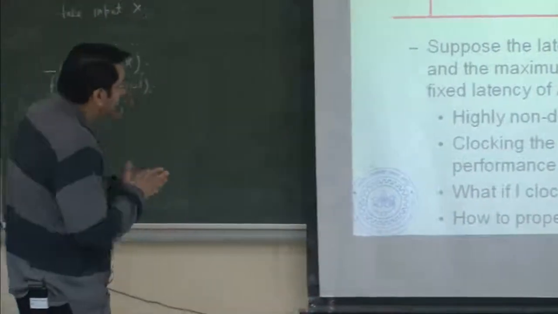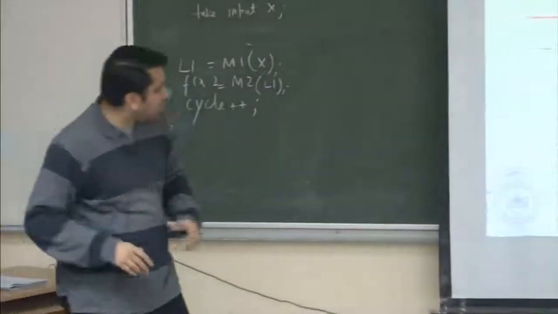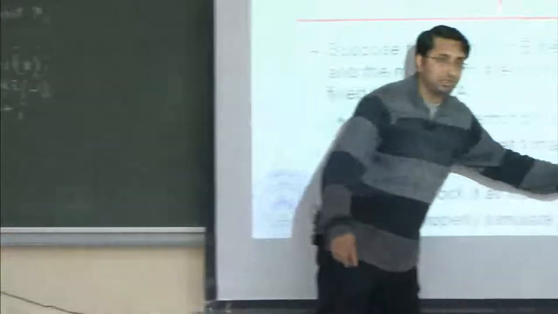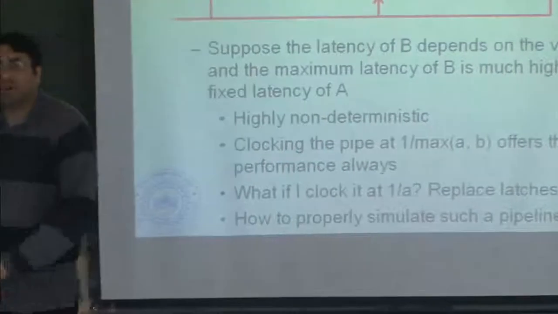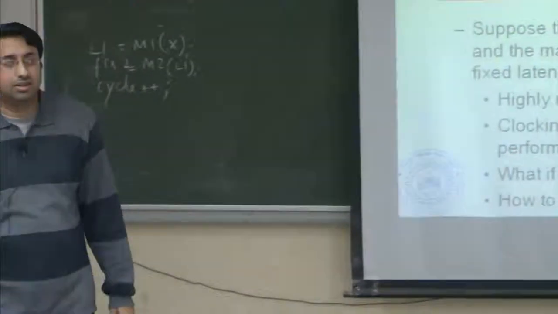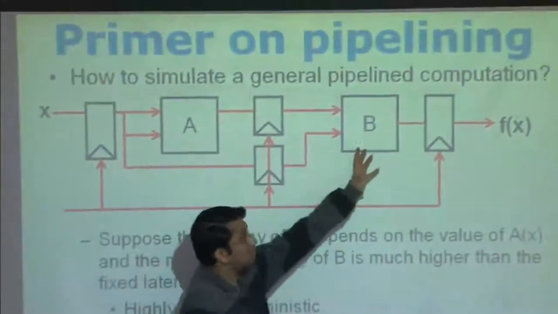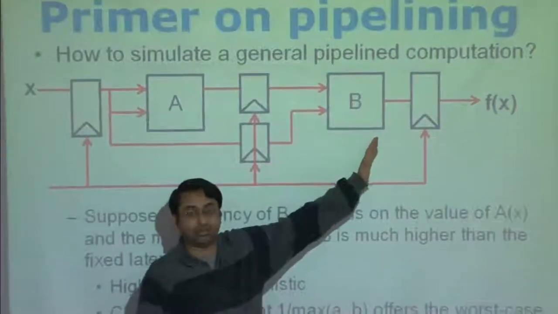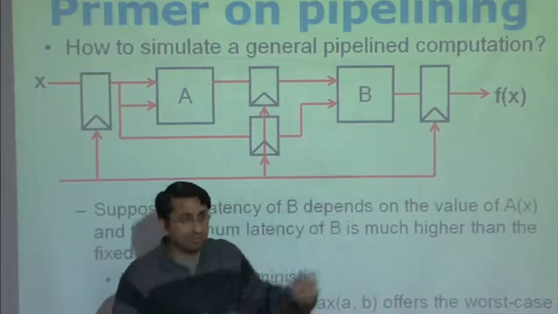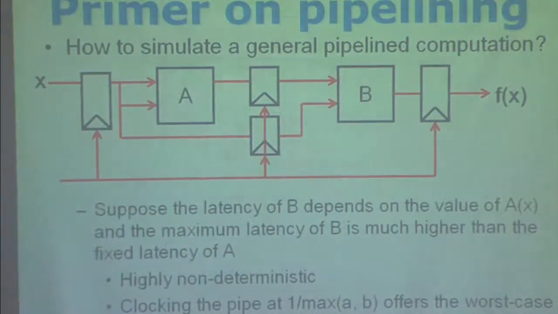So naturally the question arises, what if I clock it at 1 over A? By the way, small a and small b are latencies of A and B. What if I clock it at 1 over A? Of course in some of the cases, B might be doing something, and I just go and override it. Okay, so what is the solution?